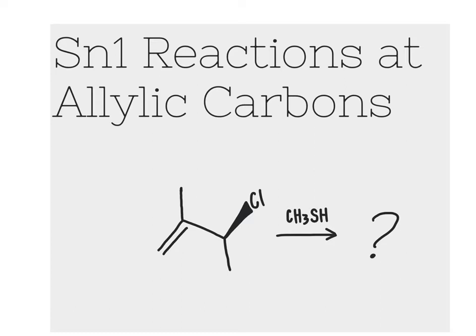Now what we're going to look at is a permutation of the SN1 reaction at an allylic carbon. And first off, a reminder of what we're referring to when we talk about an allylic carbon is we're referring to the carbon atom that is separated by a single bond from an alkene group. So in the molecule that we have drawn here, our allylic carbon is the carbon atom that is located right here.